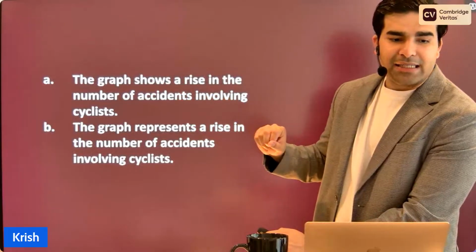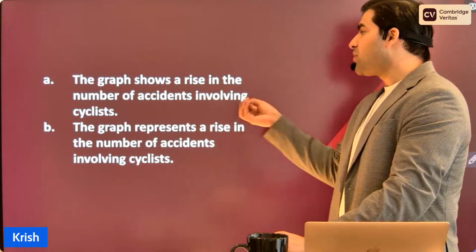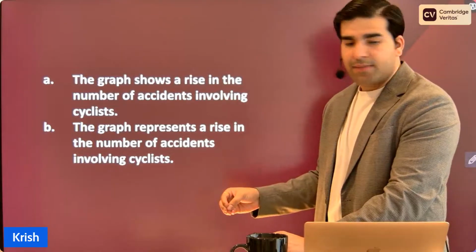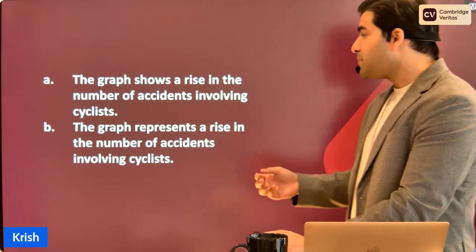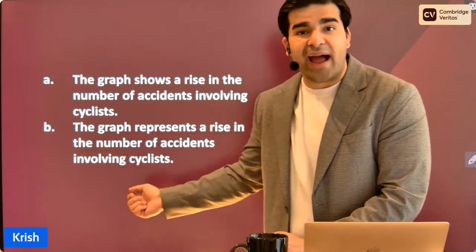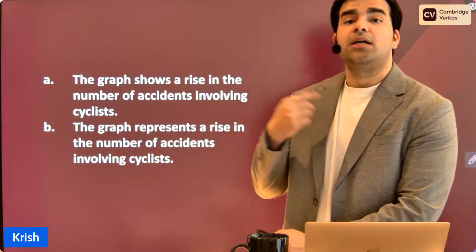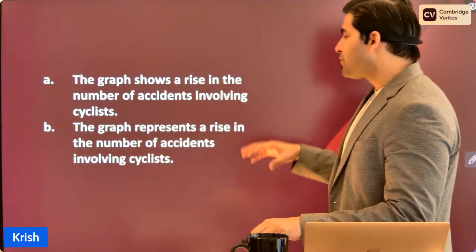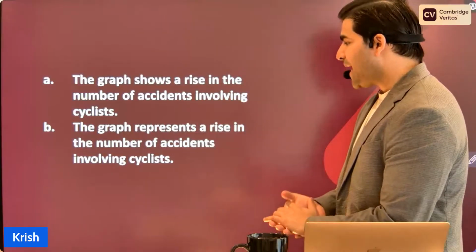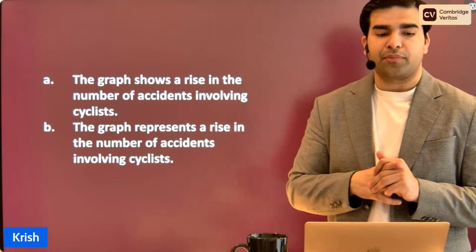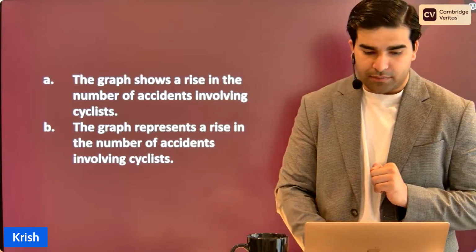Let's have a look at sentence number two. The graph shows a rise in the number of accidents involving cyclists. The graph represents, by the way, is it graph or is it graph? It is graph. One more time, what is it? Graph. So the graph represents a rise in the number of accidents involving cyclists. Which one is right? What do you think?